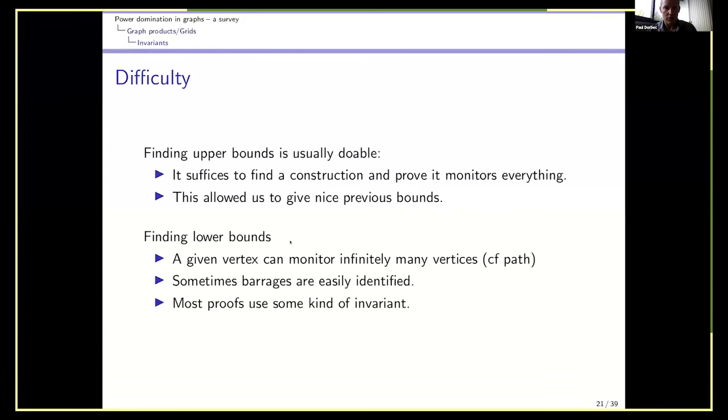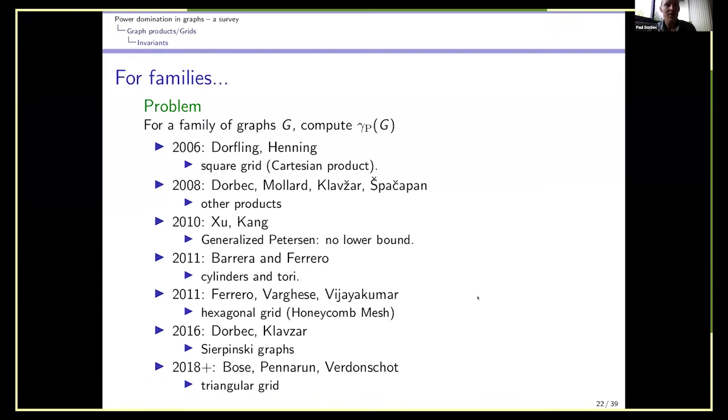So, yeah, this is just a summary of what I just said. Finding an upper bound suffices to find a construction. Finding lower bounds is sometimes harder because a given vertex can monitor infinitely many vertices, like in a path. And what is nice here is that in most proofs of lower bounds for graphs, you need to use some kind of invariant. And invariants are elegant ways of making proofs, in my opinion.